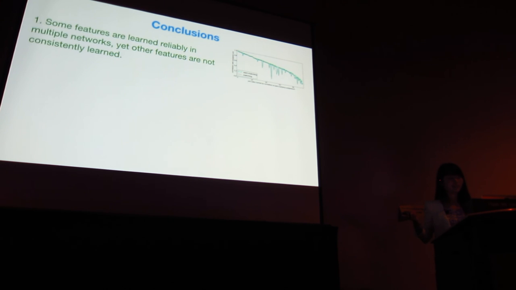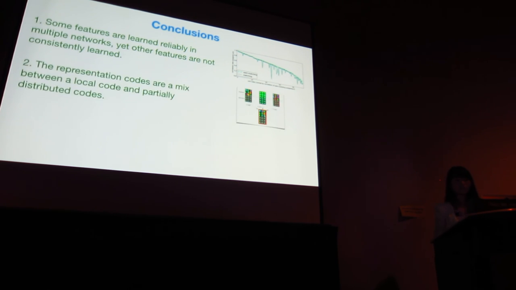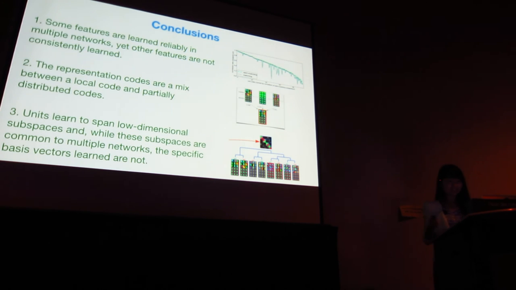So just to wrap up, what we conclude so far in the study is, first, some features are learned reliably in multiple networks, yet other features are not consistently learned. And representation codes are a mix between local code and partially distributed code. And certainly, units learn to span low-dimensional subspaces, and while the subspaces are common to multiple networks, the basis vectors learned from them are not.